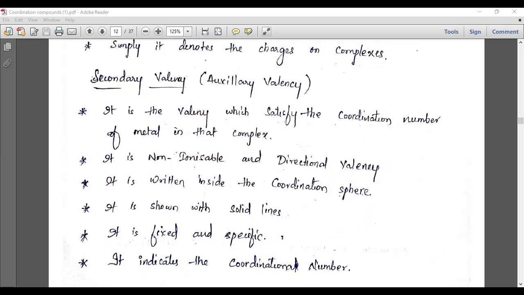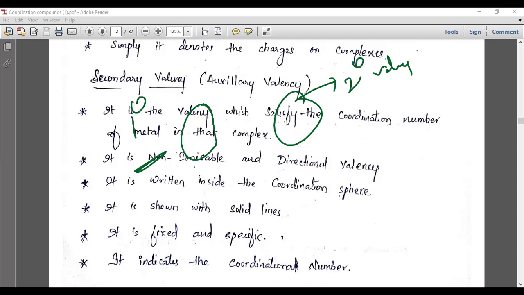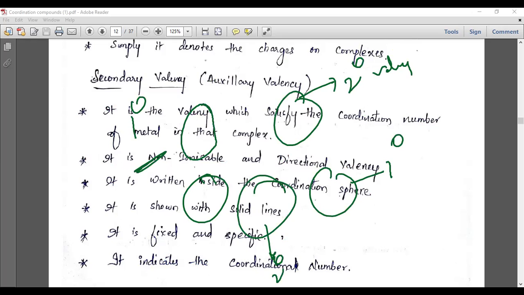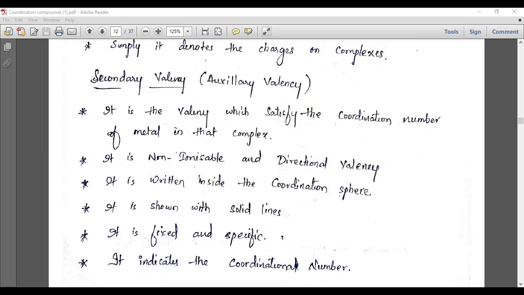Once again, what is outer to the coordination sphere is the primary valency, and inside the coordination sphere, the number of ligands is the secondary valency. Here this is our primary valency, and the six ammonia ligands are the secondary valency. So you should understand those things here. The primary valency satisfies only the oxidation state.